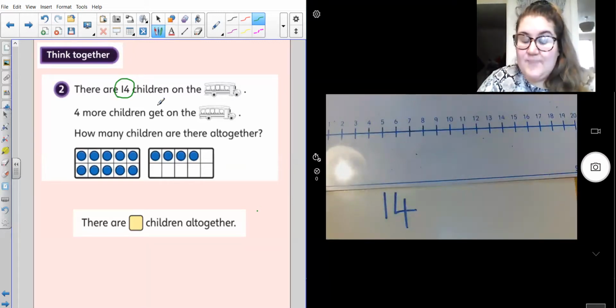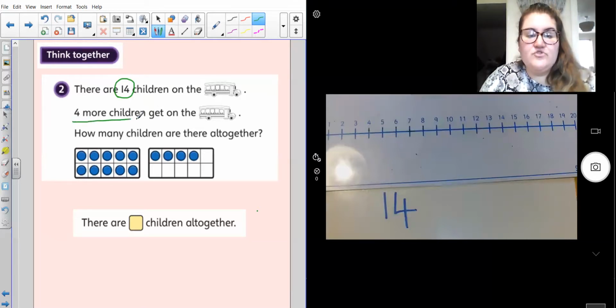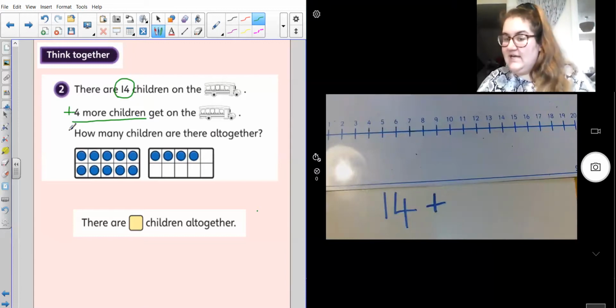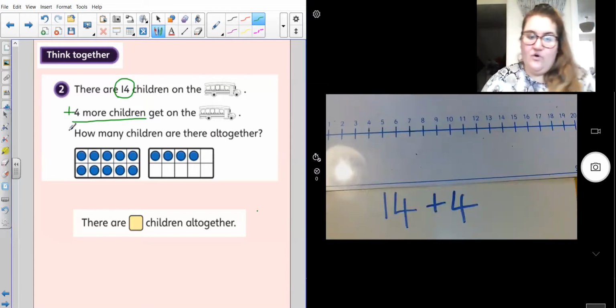Okay, let's read the next part and see if you can pick out the important bit of information. 4 more children get on the bus. What's the important piece of information there? What do you think, Lewis? Well done. 4 more children get on. So we've got 4 more. We are adding 4 more. So we've got 14. We're adding 4 more.